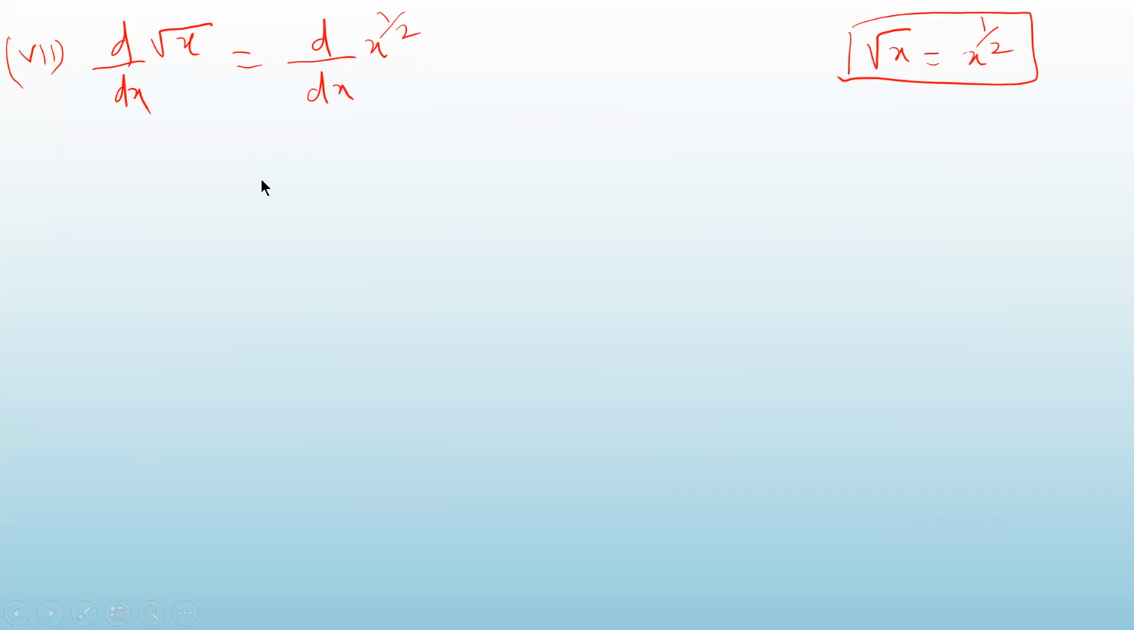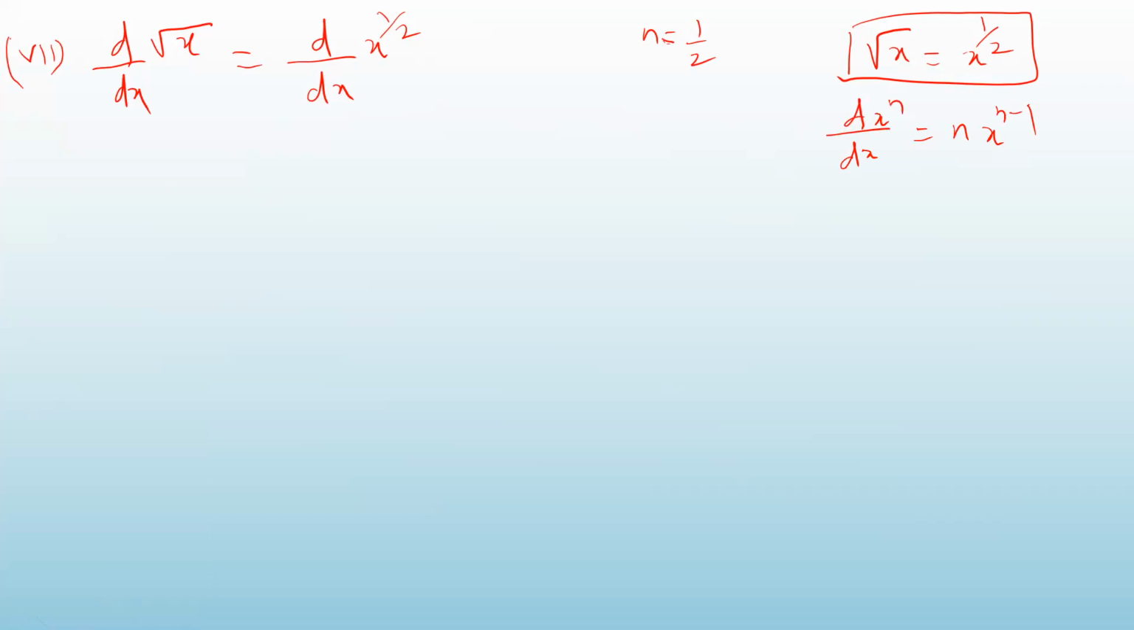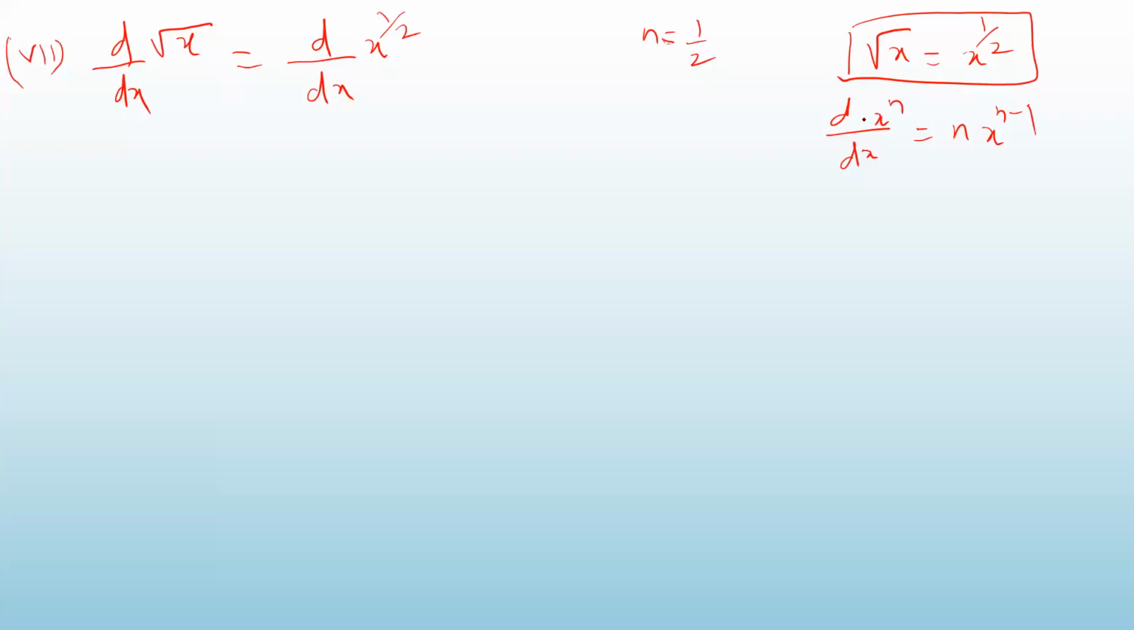So derivative of root of x is the derivative of x to the power half. Now what is the value of n here? n is equal to half, correct? So apply your formula of derivative. Derivative of x to the power n is n into x to the power n minus 1. Okay, so n is half here, so it will be half into x to the power half minus 1.